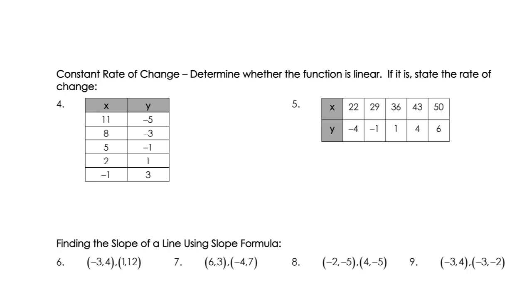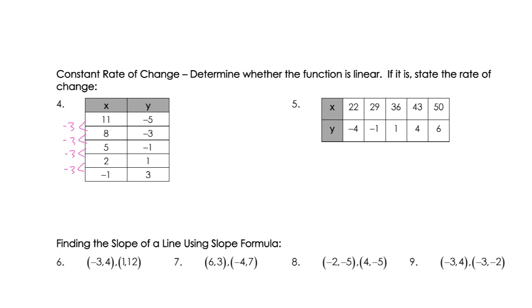Okay, so on the back, we have constant rate of change, determine whether the function is linear. So first things first, we need to make sure that this is linear. And in order to do that, we need to make sure the x is increasing by the same number over and over again, and then the y values are also increasing by the same number over and over again. So if I look at the x column here, 11 to 8 decreased by 3. 8 to 5 decreased by 3. 5 to 2 also decreased by 3. And then 2 to negative 1 decreased by 3.